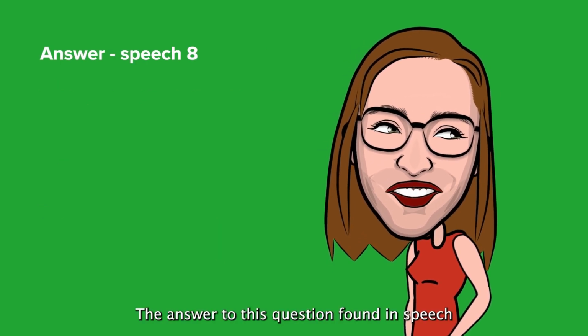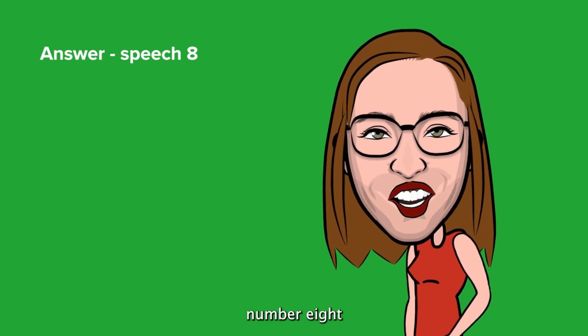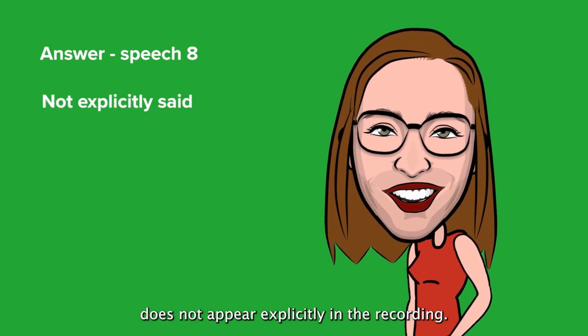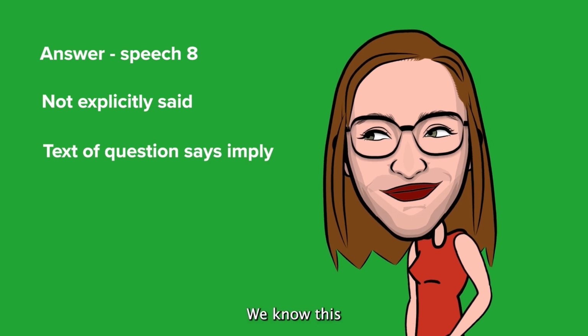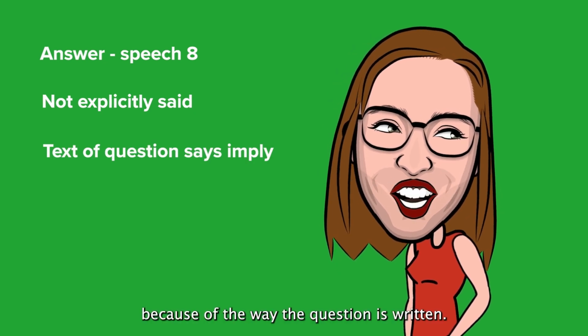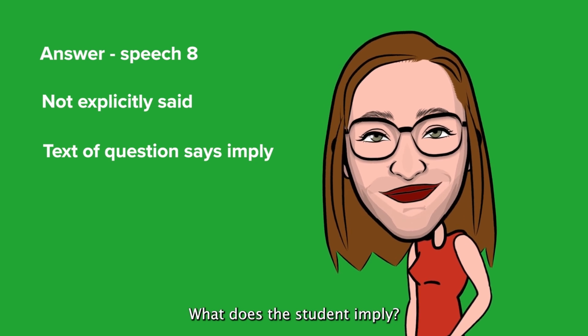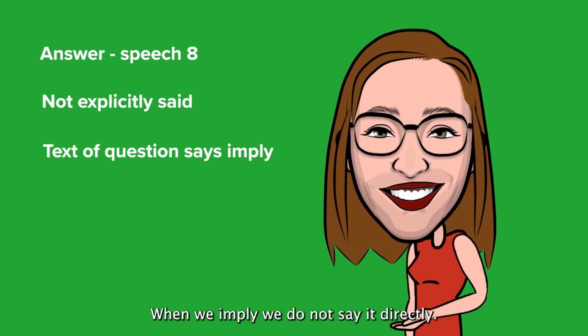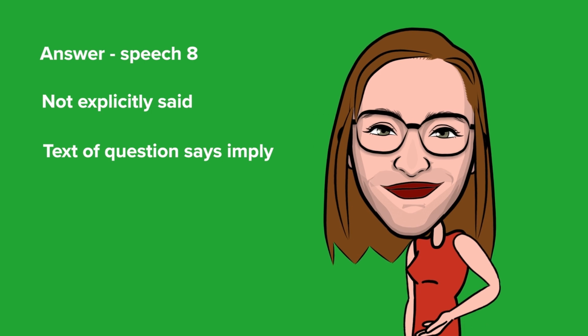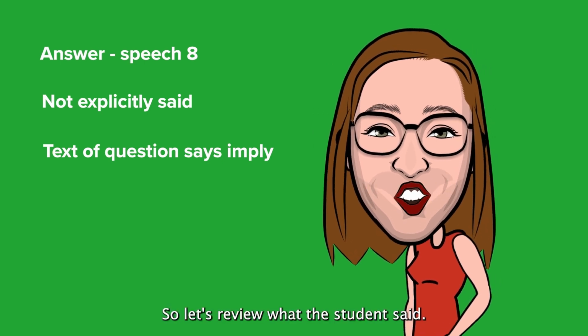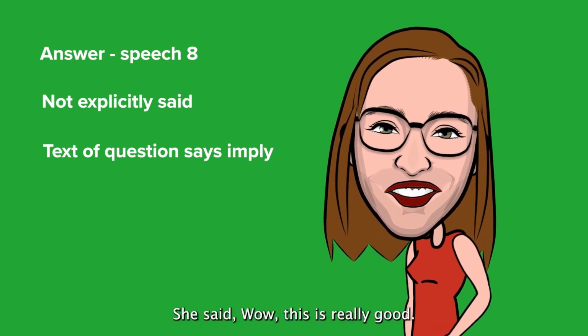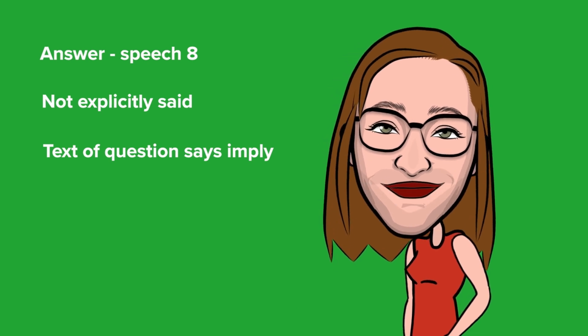The answer to this question, found in speech number 8, does not appear explicitly in the recording. We know this because of the way the question is written. What does the student imply? When we imply, we do not say it directly. So let's review what the student said. She said, "Wow, this is really good."